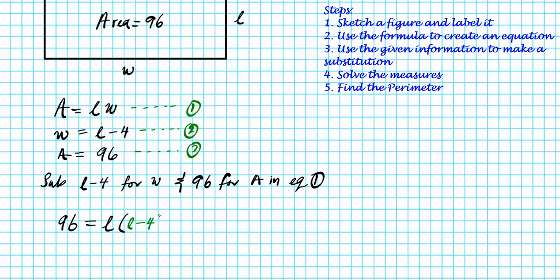All right, so let's simplify. We can distribute this L across these two terms in this quantity using the distributive property. So L gets distributed to these two, and we have L squared minus 4L. Ladies and gentlemen, this is a quadratic equation. How do we know? The highest degree is 2, and we just have one variable here. Okay, the variable is L.